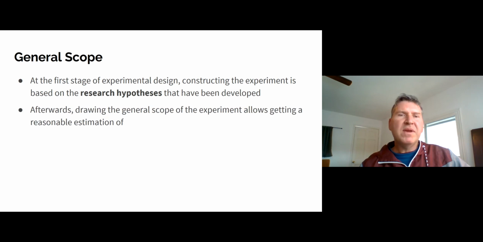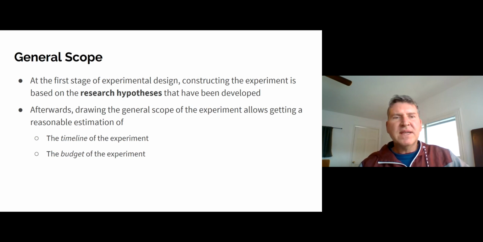Then, after we come up with a research hypothesis, a null and alternative that are mutually exclusive, we can draw the general scope of the experiment. So we need to have a reasonable estimate of the timeline of the experiment and also the budget. So typically there's a trade-off between time and money, just about every aspect of life. If we have more time, we don't need to have as much money. And if we have more money, we don't need to have as much time.